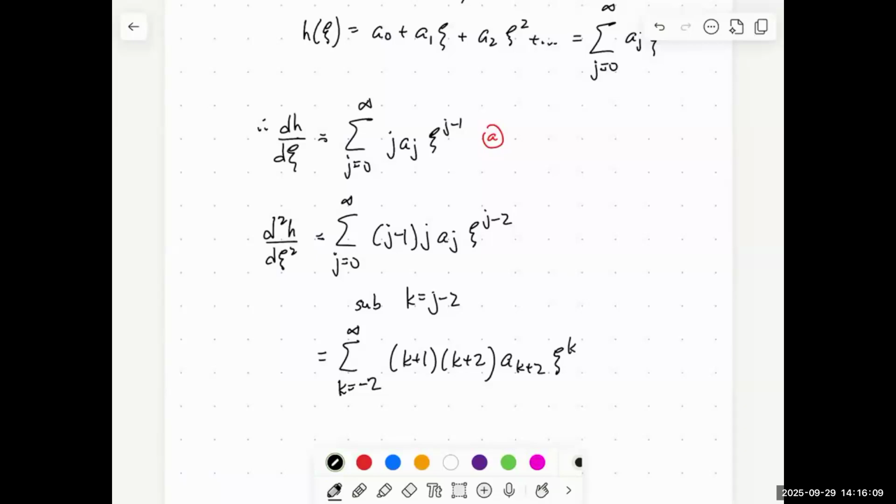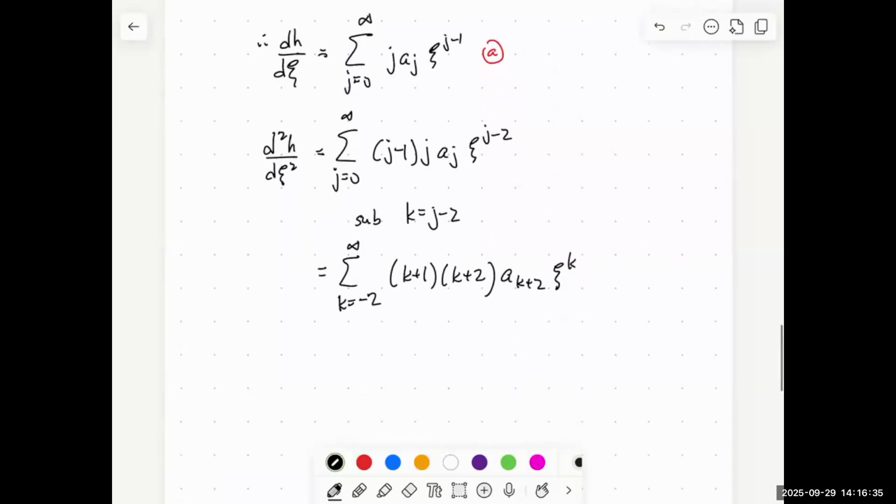Now, notice if I was to actually put in k equals minus 2, I would get minus 2 plus 2, which is 0. So that's not going to contribute anything. Same thing for k equals minus 1. If I put in minus 1 here, I get a 0 multiplying all this stuff. That term doesn't contribute. So the first term that contributes something non-zero is k equals 0.